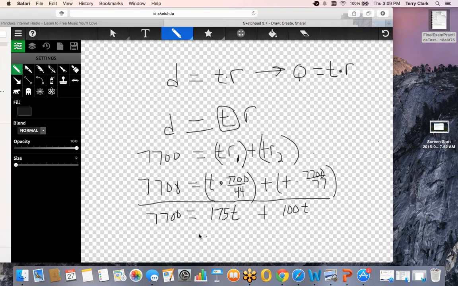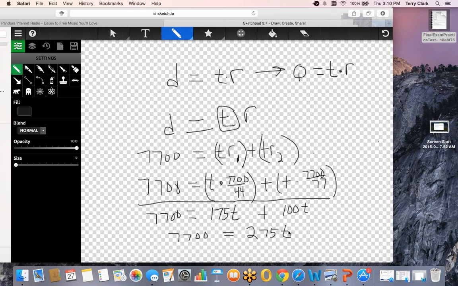So I'm going to take 175 and I'm going to add it to 100. And then that's going to equal 275, and that's going to be 275T. Okay, now, so together, they're pumping out 275 liters per minute.